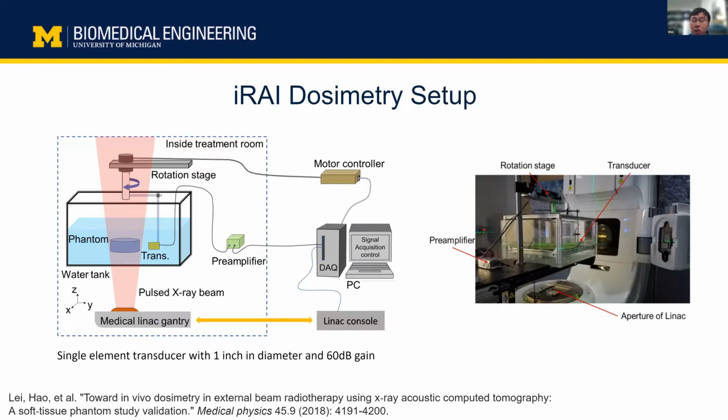We are using a single-element transducer with a very large element size, around 1 inch in diameter, and using 6 dB gain. The transducer is rotated around the phantom to detect the radiation-induced acoustic signal. The rotation is driven by a motor so that it can do tomography in a circle. The exact setup is like the right figure. You can see that this setup is relatively big, and we also need a very big water tank for coupling so that we can detect the acoustic signal in a larger space.